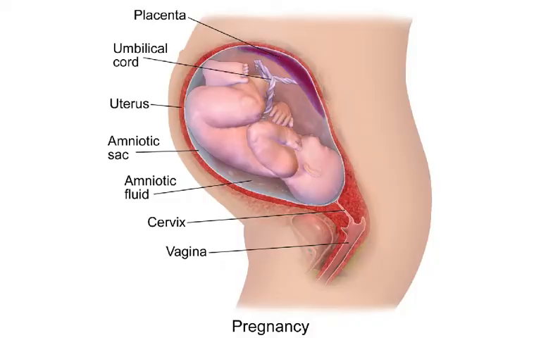Another diagram showing the placenta, the umbilical cord, the uterus, the amniotic sac, the amniotic fluid, the cervix, and the vagina.